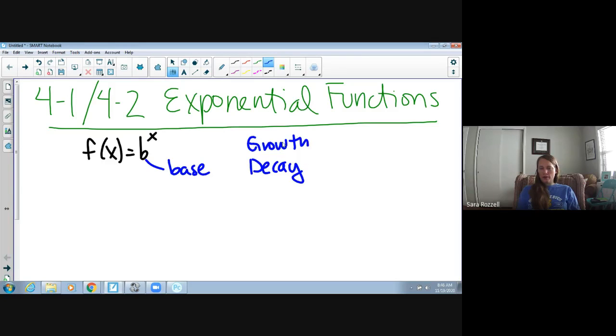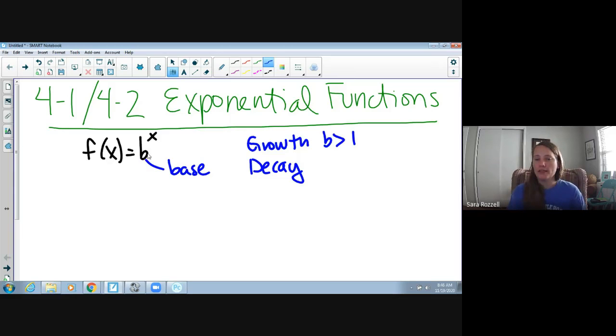Let's see if y'all remember. It's going to be a growth if the base is bigger than what? Yeah, 1, if it's bigger than 1. So for growth, the base is bigger than 1. Because you're going to be multiplying each time by something that's bigger than 1, so it's going to be getting bigger. Like times 2, times 3, times whatever. Over and over and over again, it's going to be getting larger.